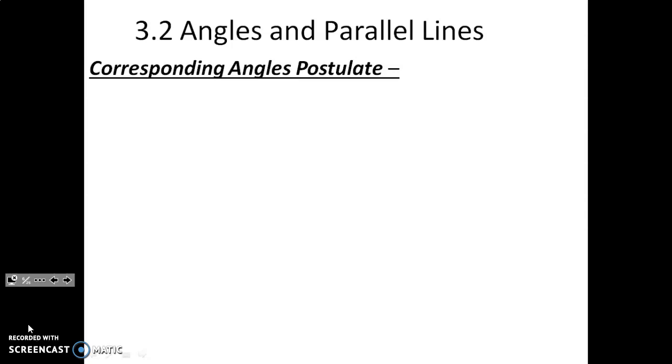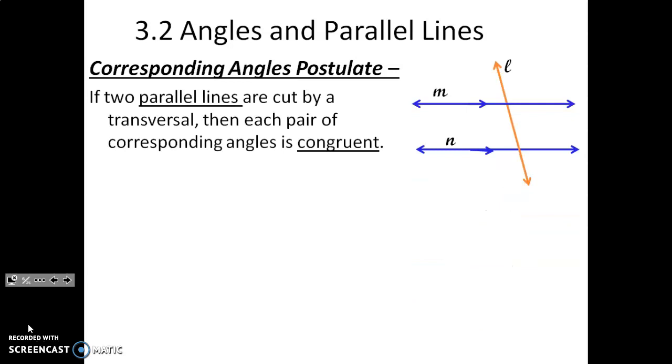So first of all, we're going to talk about corresponding angles. Now remember, corresponding angles, we talked about how they're in the same corner of the intersection. So if we look at the lines intersecting here, and we label them, angle 1 and angle 5 are in the same corner. So those corresponding angles are actually congruent when the two lines are parallel to each other.